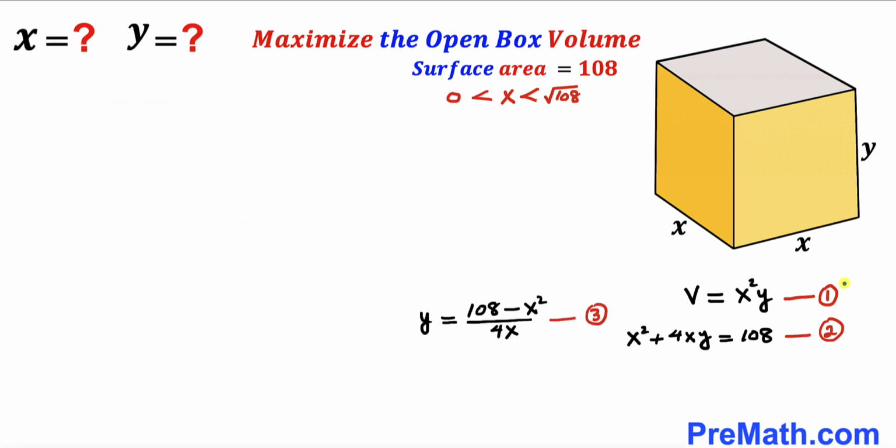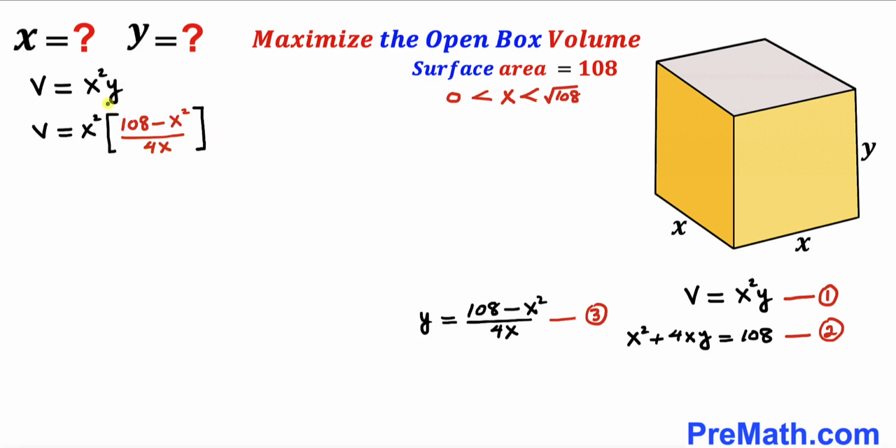And now let's recall equation 1 once again. Here I have copied down equation 1. Now let's focus on y. We already figured out from equation 3, y is equal to 108 minus x squared divided by 4x. So I'm going to replace this y with 108 minus x squared all over 4x over here, as you can see in this next step.